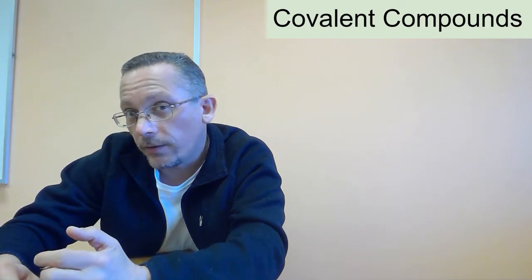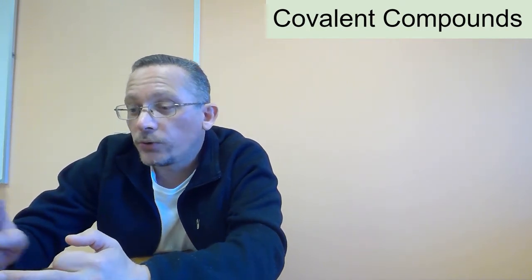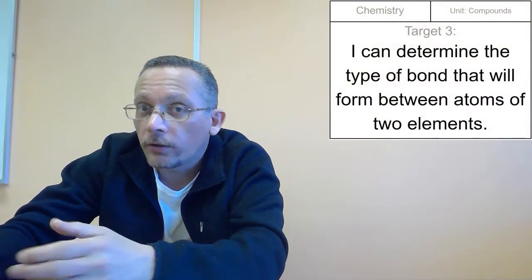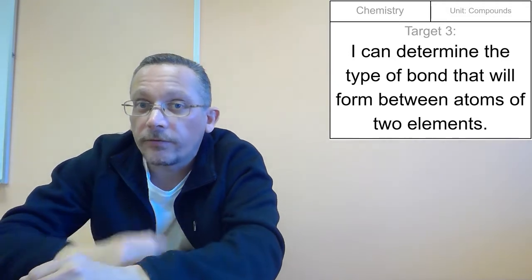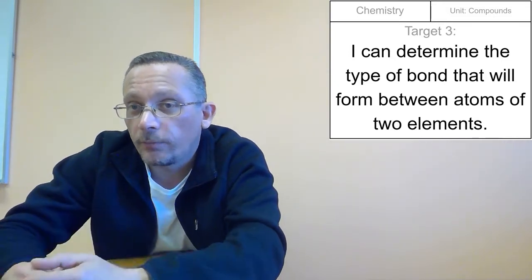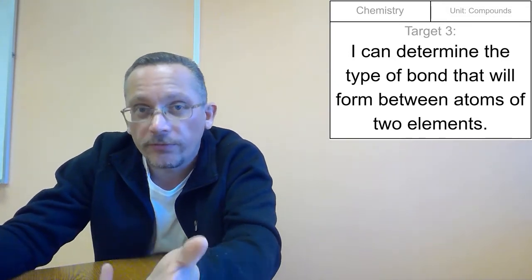We're going to talk a little bit about them, and we're going to learn how to determine whether atoms of two different elements will form ionic bonds or covalent bonds. And that's our target for today, to be able to determine which type of bond will form between atoms of two different elements.